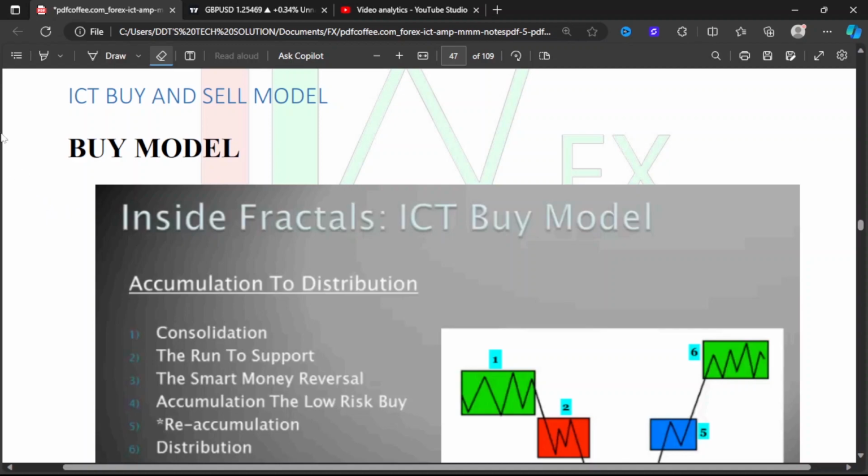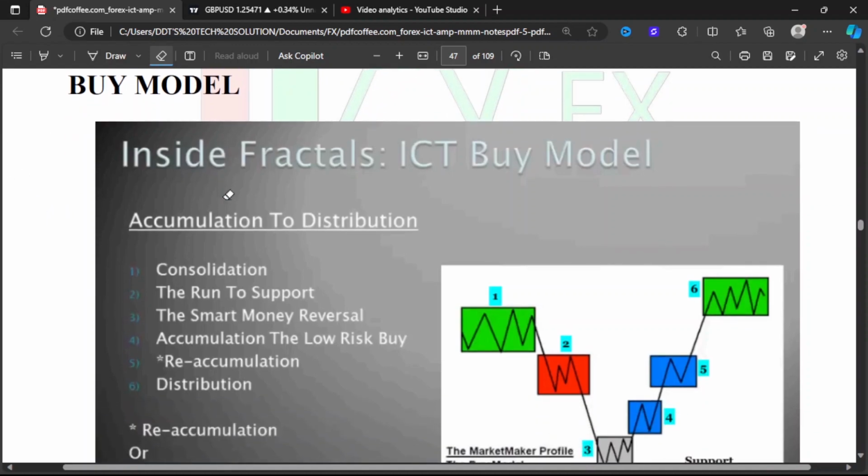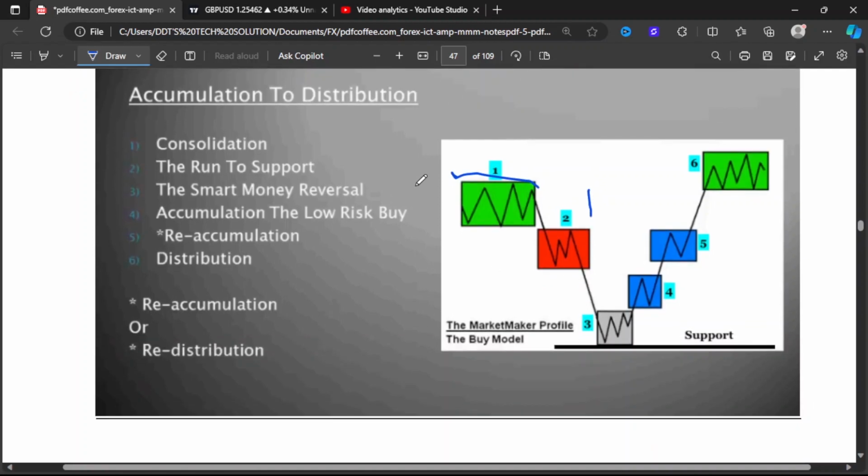So on the ICT buy and sell model, let's look at the buy model first before we move to the sell model. On the buy model, we have what we call the inside fractals. So fractals are this. This is a fractal, 1, 2, 3, 4, 5, 6. So these are all what we call fractals.